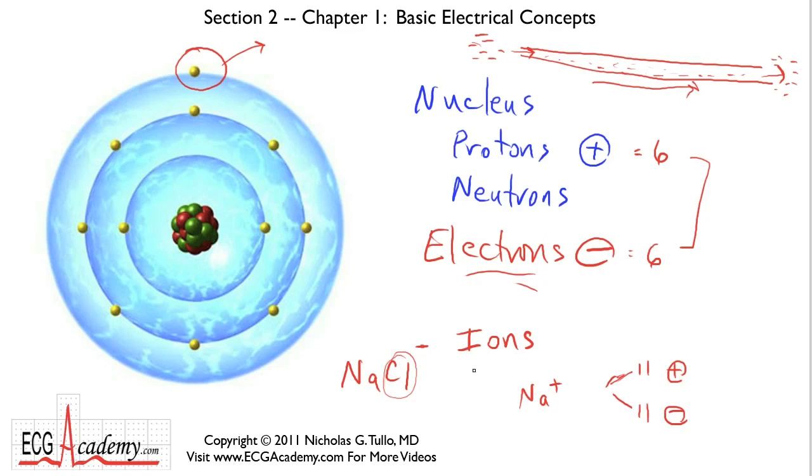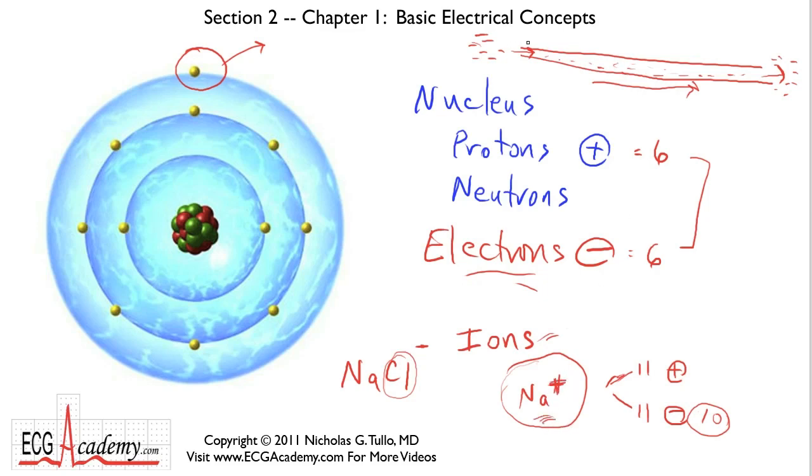As a result, instead of 11 electrons associated with it, there's only 10. So in a sodium ion, one electron is missing, and as a result, there's one extra proton. There's 11 protons, and there's only 10 electrons, and so the sodium ion is abbreviated Na with a positive charge, a plus sign, meaning that it's charged.